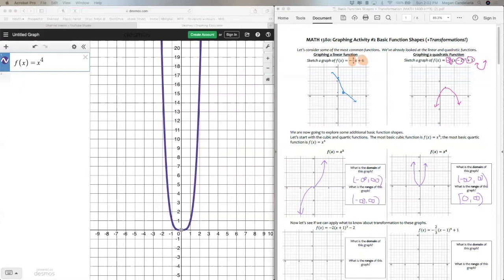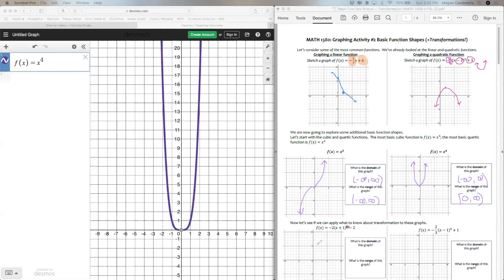So let's look at this graph here. f(x) = -2(x + 1)³ - 3. So my basic shape is my cubic graph. How do I know? I know because of this little cubing here. That tells me the basic shape, the untransformed shape, looks like this. So this is the shape I'm going to transform.